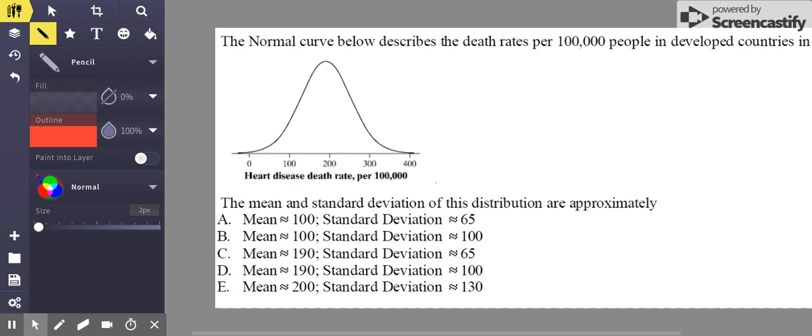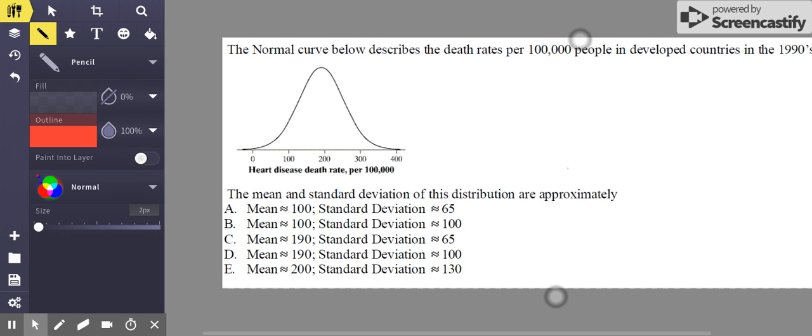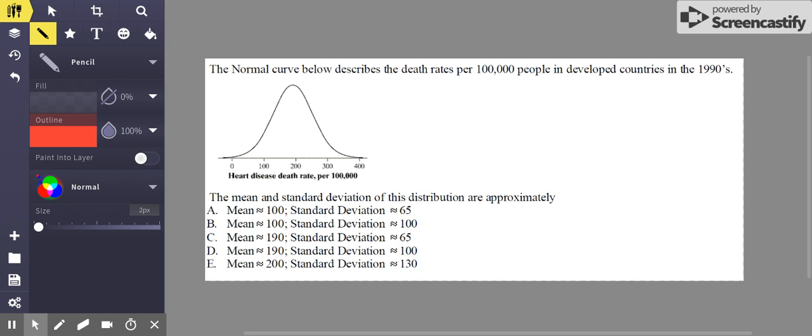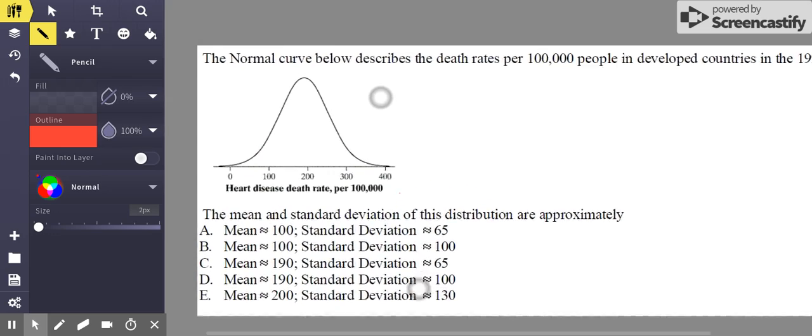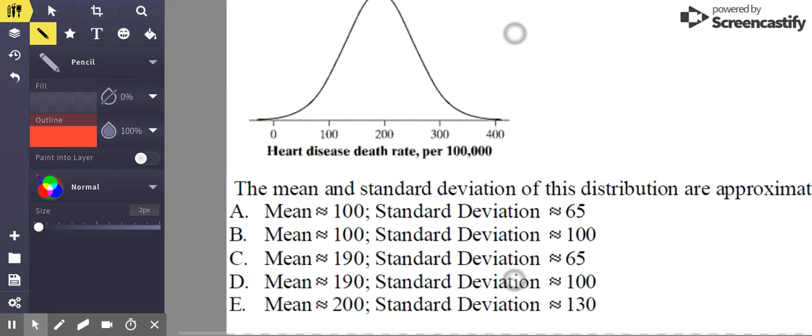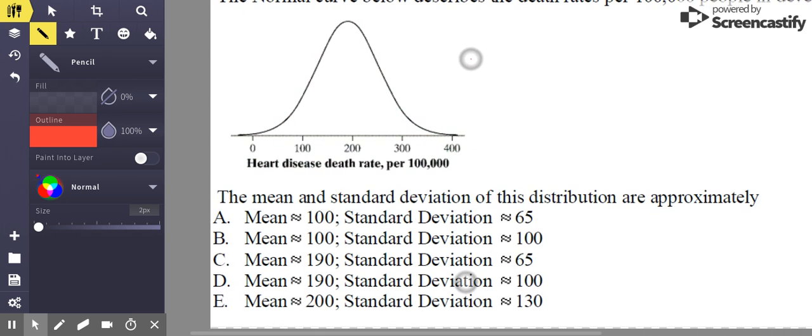This was another problem that was commonly missed on the Chapter 2 stats test, so I wanted to take a look at it with you guys. The normal curve below describes the death rates per 100,000 people in developed countries in the 1990s, and then they give you a drawing of the normal curve. The common mistake here was, I think, assuming that each tick mark labeled on the axis at the bottom represented the actual standard deviation. And that's not always the case.